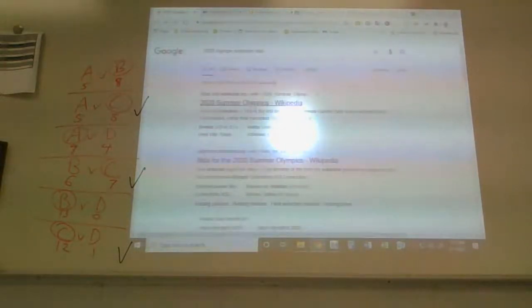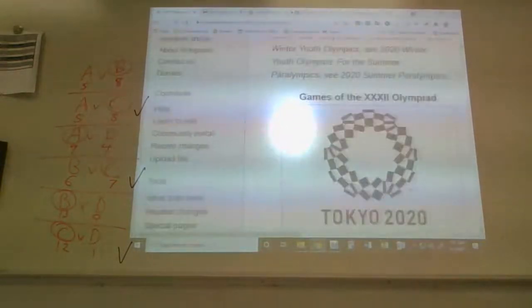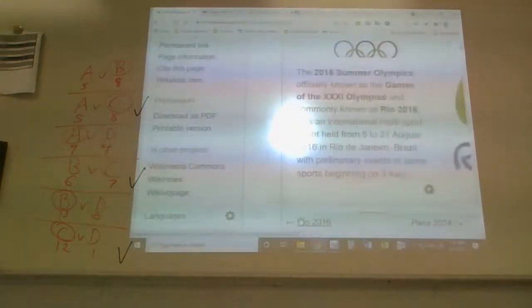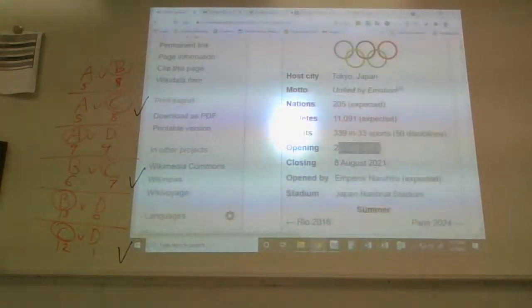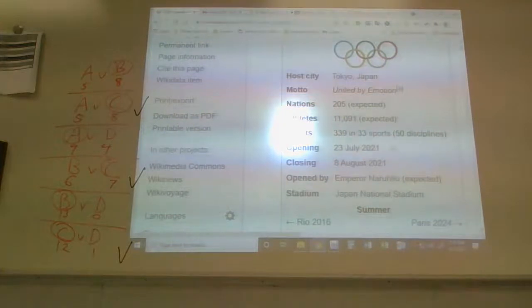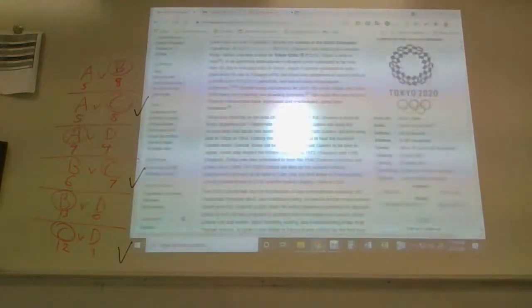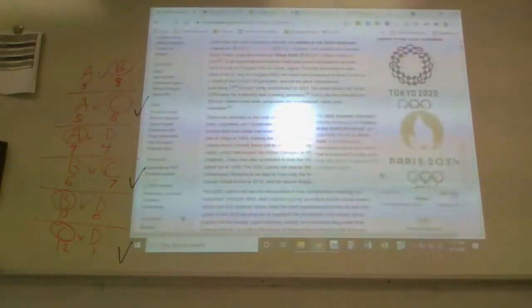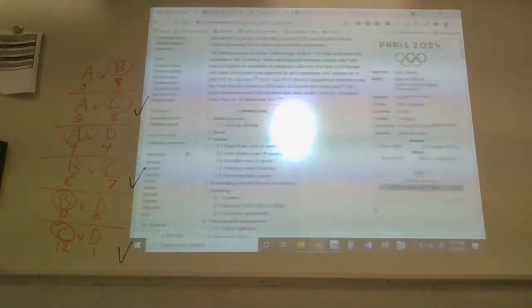Let me actually go back because it'll probably be right here when it will happen, if it'll happen. Oh, there you go. It's supposed to start July 23rd. We'll see what happens. I don't know. I heard Japan kind of hit a weird thing with the COVID.